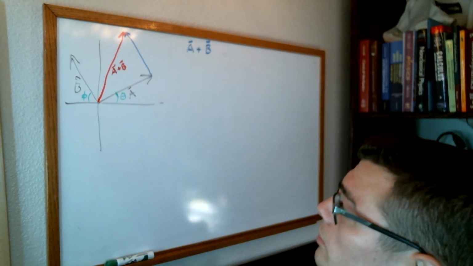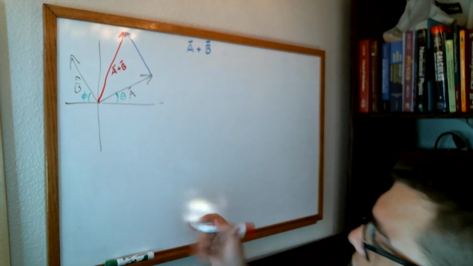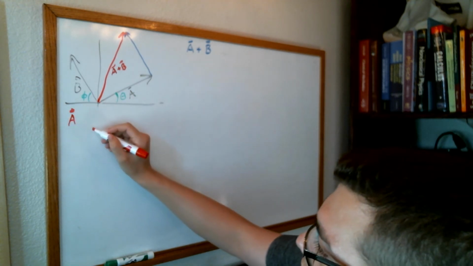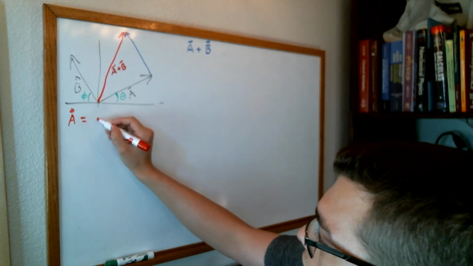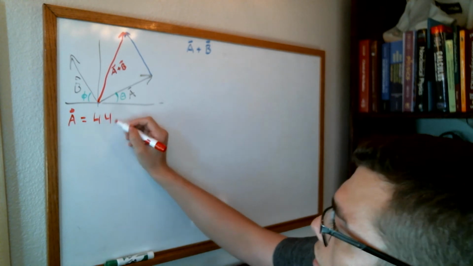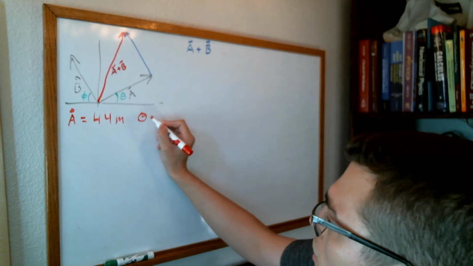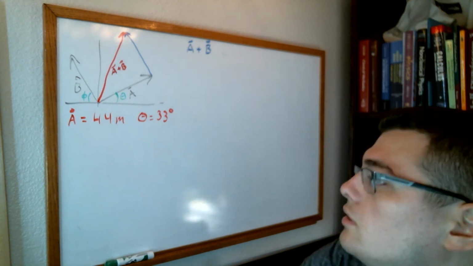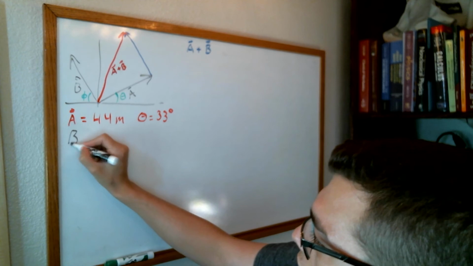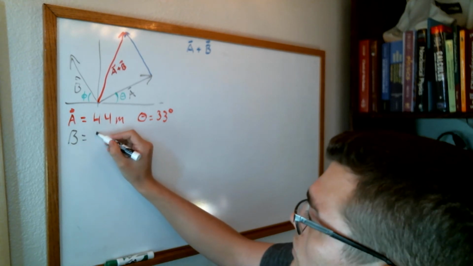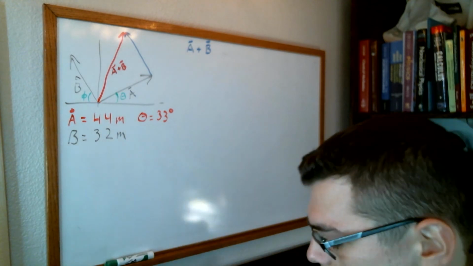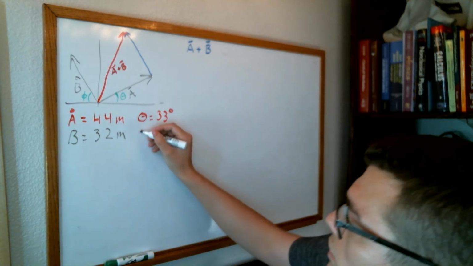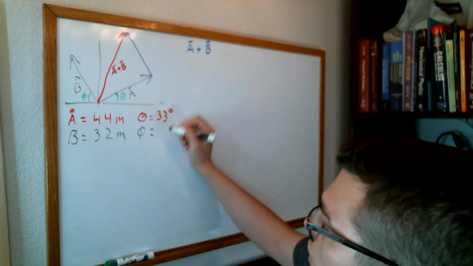So now we're going to give you guys that A is going to be, I don't know, let's do 44 meters, and that theta is going to be equal to 33 degrees, and that B is going to be, let's say, 32 meters, and that phi from the negative x-axis is going to be, I don't know, 56 degrees.